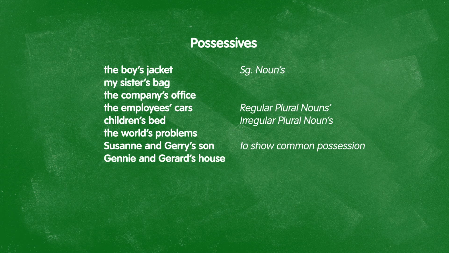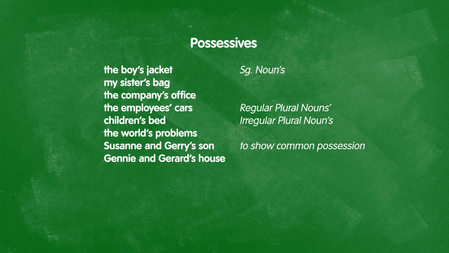Now, if we're talking about plural nouns, for example, the employees' cars, and the word ends with S, you will simply add an apostrophe, not apostrophe S. Employees', not employees's. However, if it's an irregular plural form, like children, you just add apostrophe S like normal. Now, you can also say things like the world's problems. Here, it doesn't have to be something that you know exactly what it is. It can be something big, just all of the world's problems, and you still use the same possessive form.